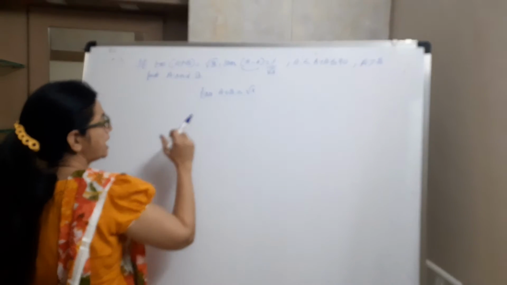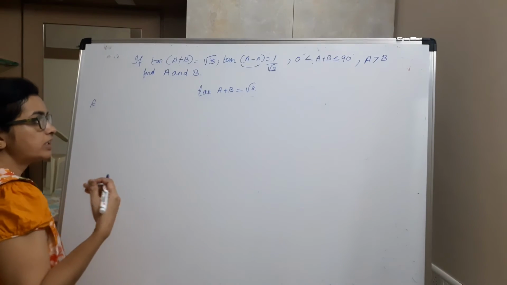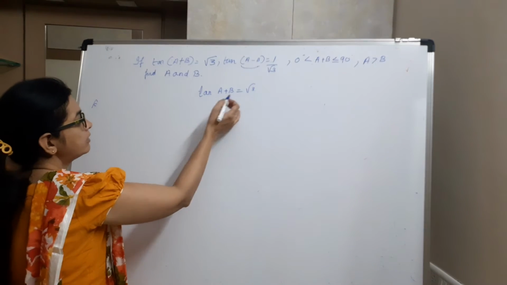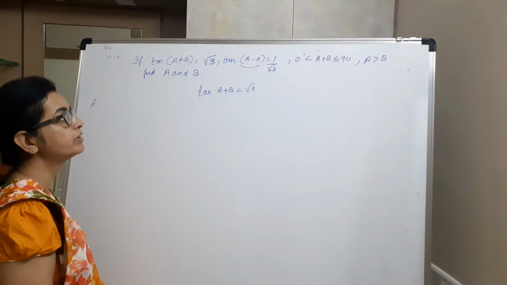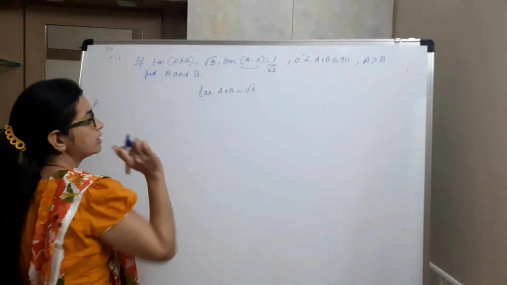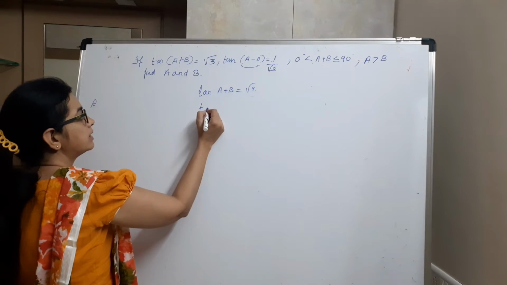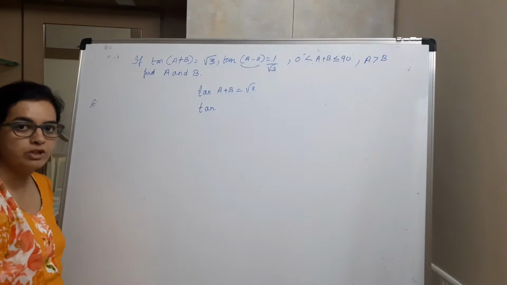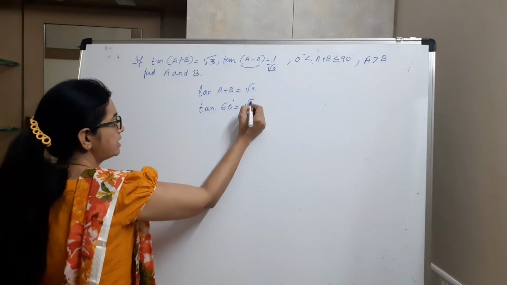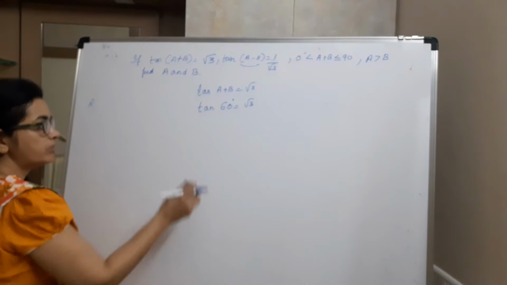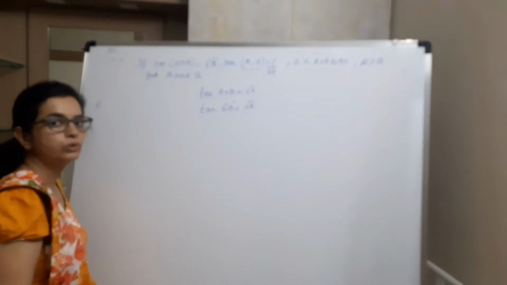So the first thing is tan(a + b) is equal to root 3. For which angle theta is tan theta equal to root 3? For what measurement of theta will tan theta be equal to root 3? Which measurement do you remember? tan 60 is root 3. tan 60 degree is root 3. So if you take the tan of 60 degree, its value will be root 3.